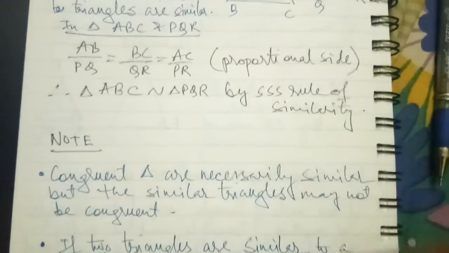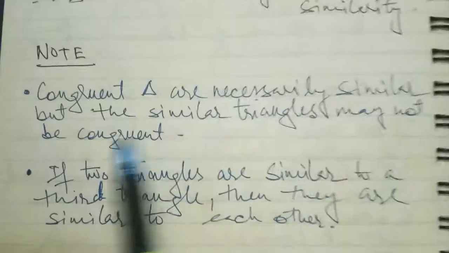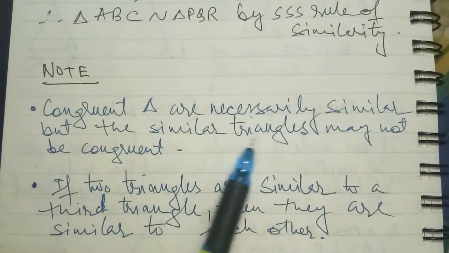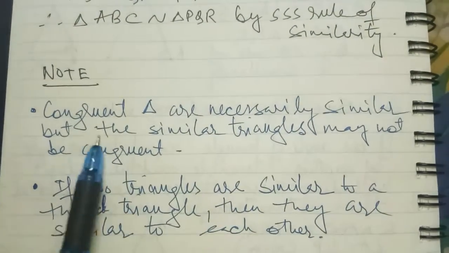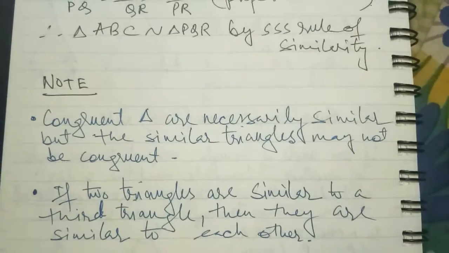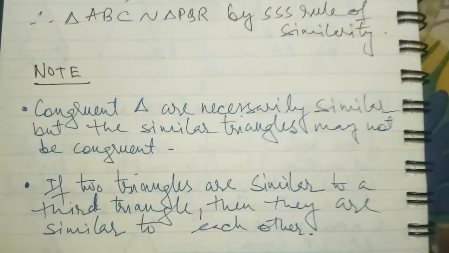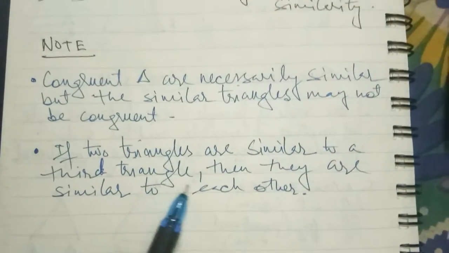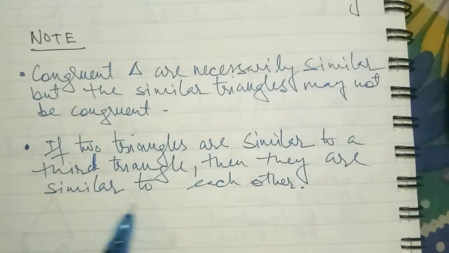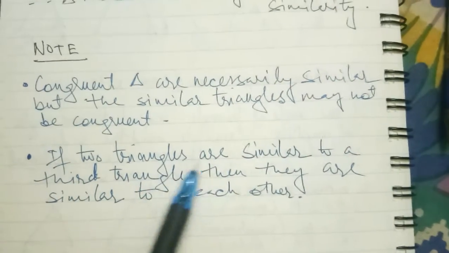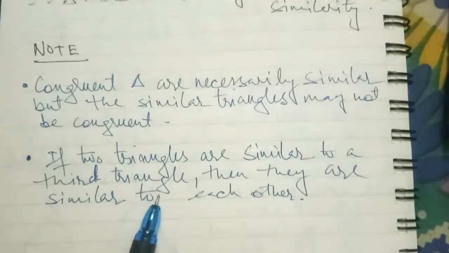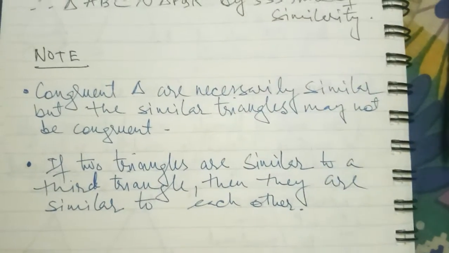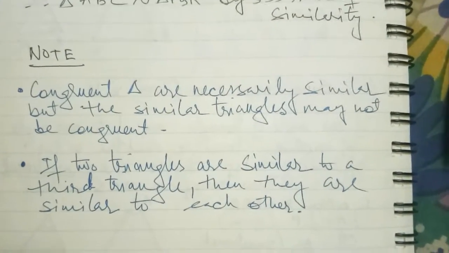Next, I have written one note. This note is very important. Congruent triangles are necessarily similar, but similar triangles may not be congruent. That means congruent triangles are similar, but we cannot say that similar triangles are congruent. Next, if two triangles are similar to a third triangle, then they are similar to each other.